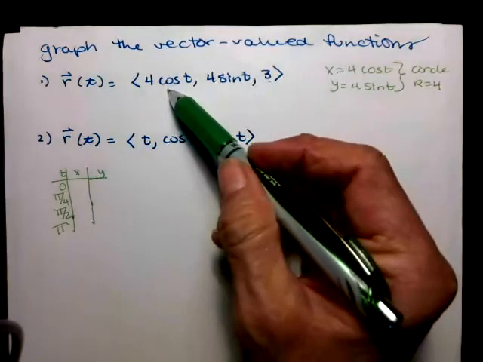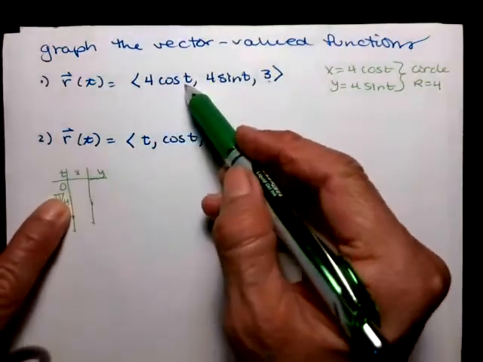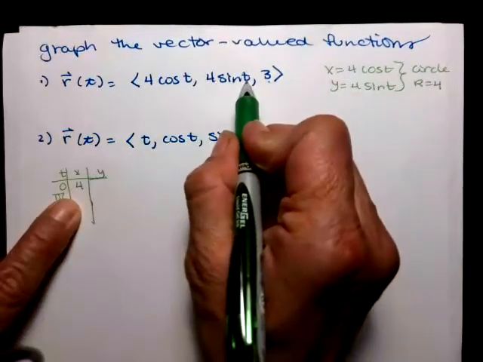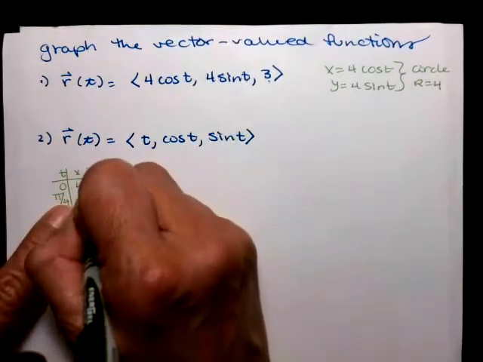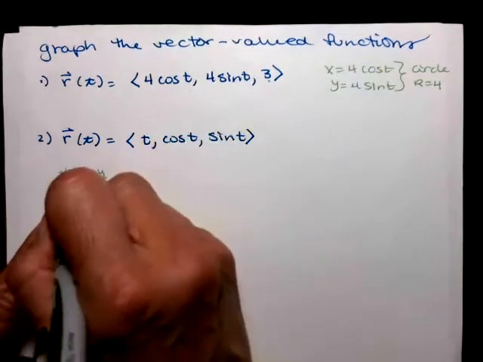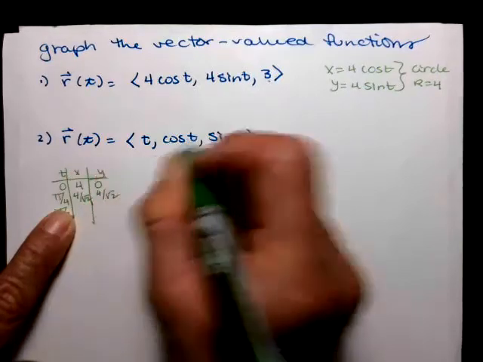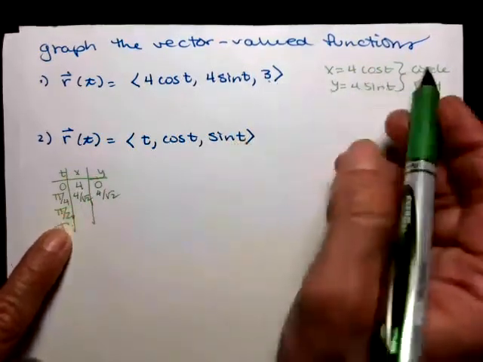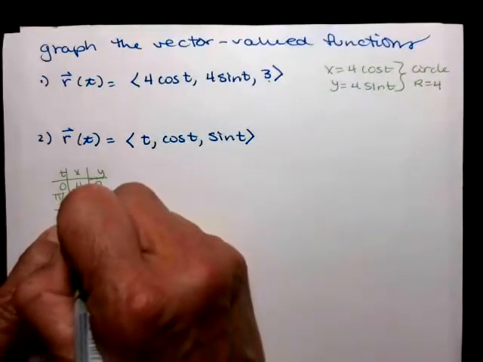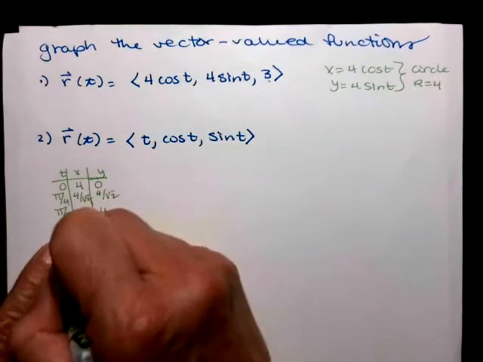Okay. So if t is 0, my first one, cosine of 0 is 1 times 4 is 4. Sine of 0 is 0 times 4 is also 0. Pi fourths, that's going to be 1 over root 2, so I'll get 4 over root 2 and 4 over root 2. Again, my z value is constantly 3, so I don't need to write that one down. At pi halves, now my cosine is 0 and my sine is 1, so that'll be up there at 4.